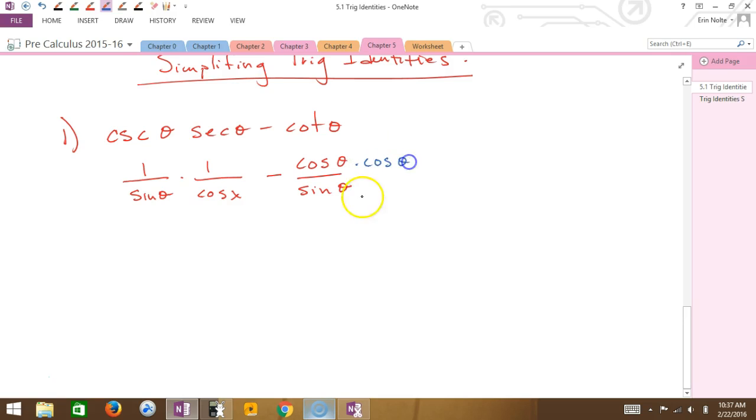Did I say that wrong? Sorry. The second one. What? Oh, you guys don't see that as 2? Okay, I see what you guys are seeing differently. The first fraction, this is one fraction, you guys. Sine times cosine.